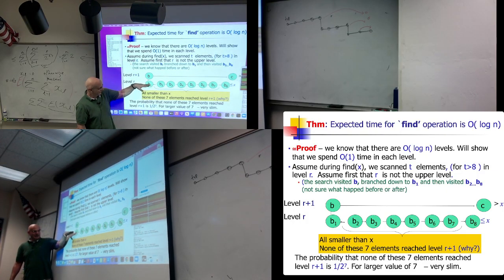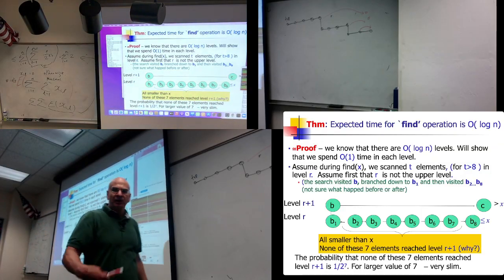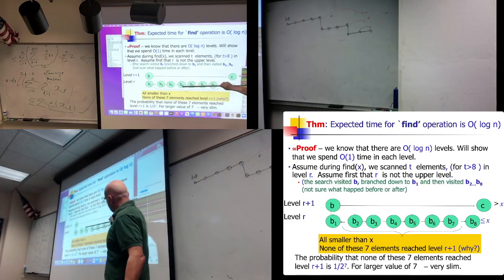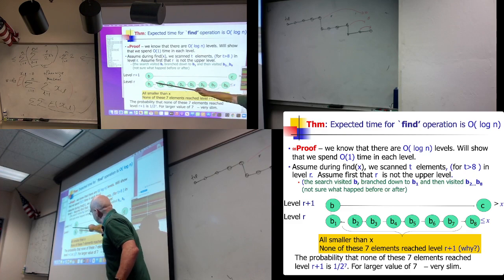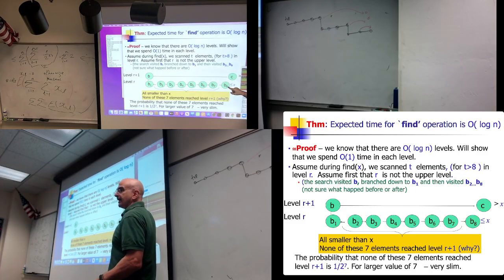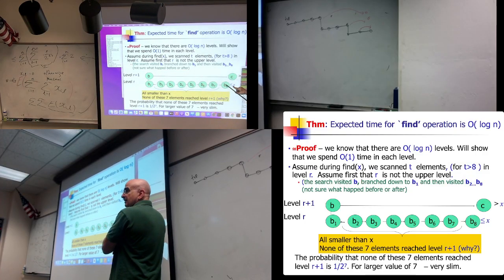And in level r, I spent a lot of time. I'm trying to convince you that it's unlikely that in level r, I'll have to visit many elements. But let's assume that I did. So in level r, I visited b1, b2, all the way up to b8. When I'm doing find or delete or insert of x, why did I check all these elements? I'm absolutely sure that they are all smaller than x.